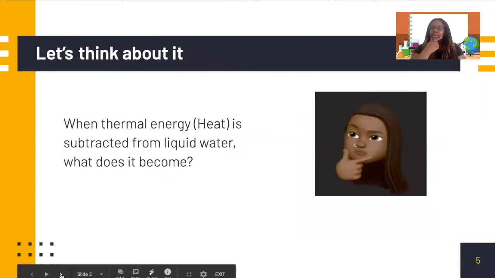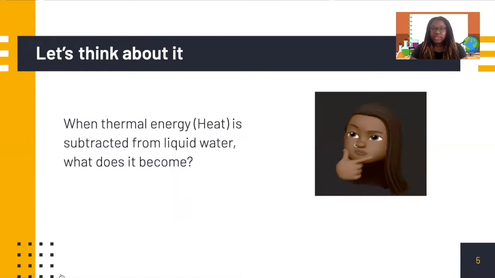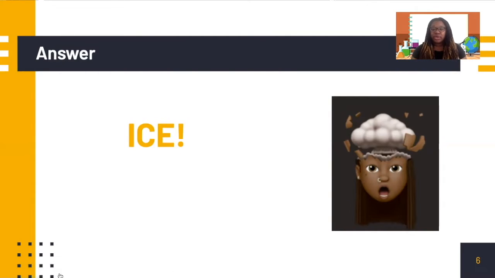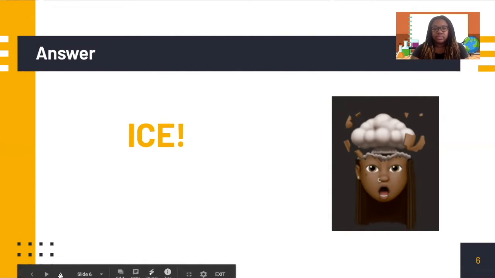So now let's think about it, okay? When thermal energy, which is heat, is subtracted from liquid water, what does it become? If you said ice, you were right, all right? So as liquid water cools down and gets below 0 degrees Celsius, it turns into ice.